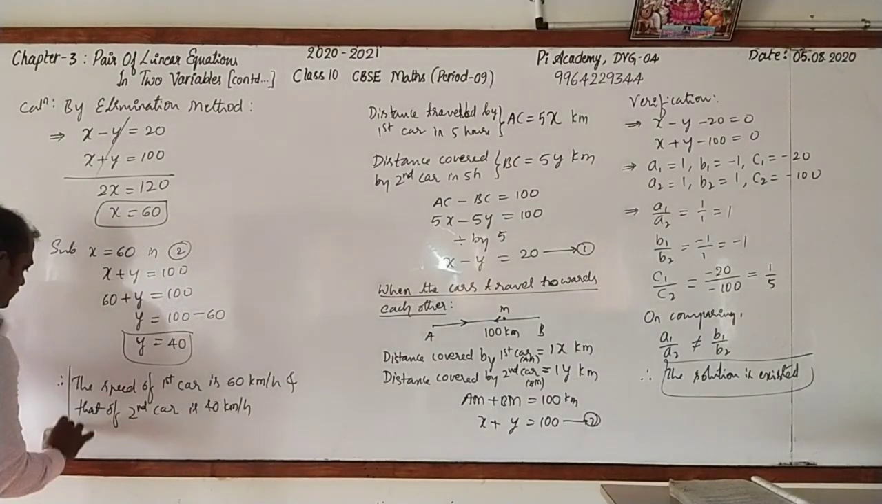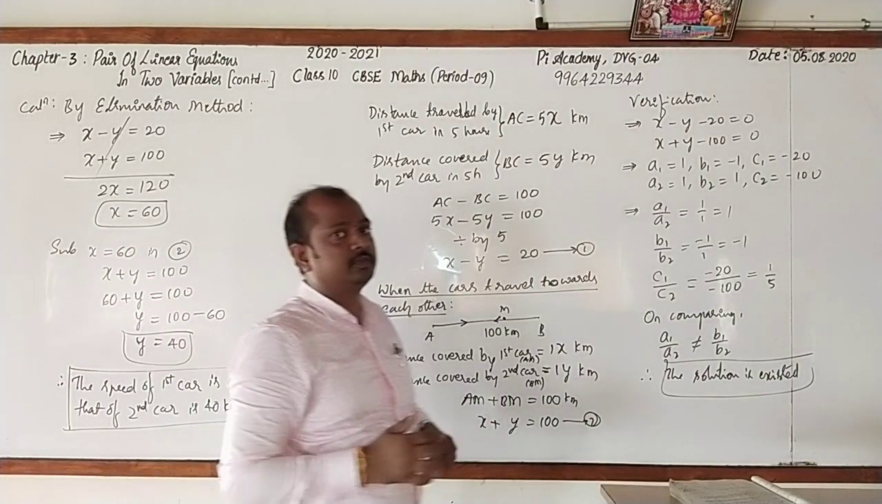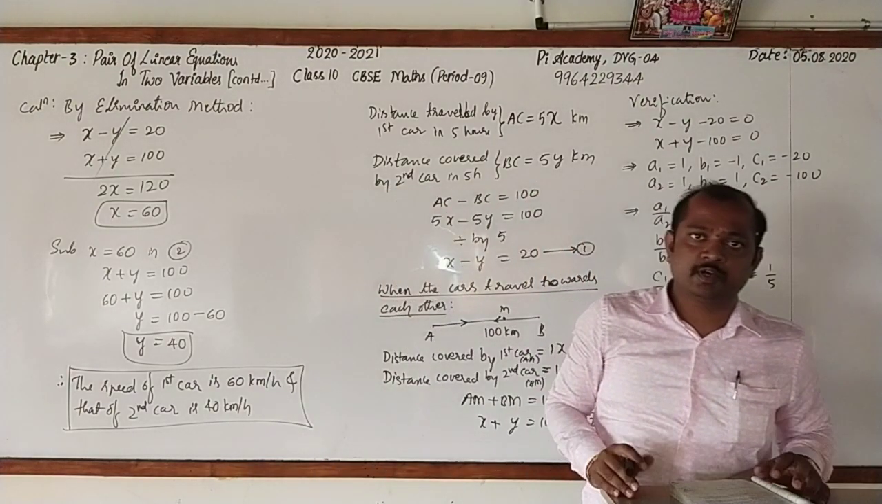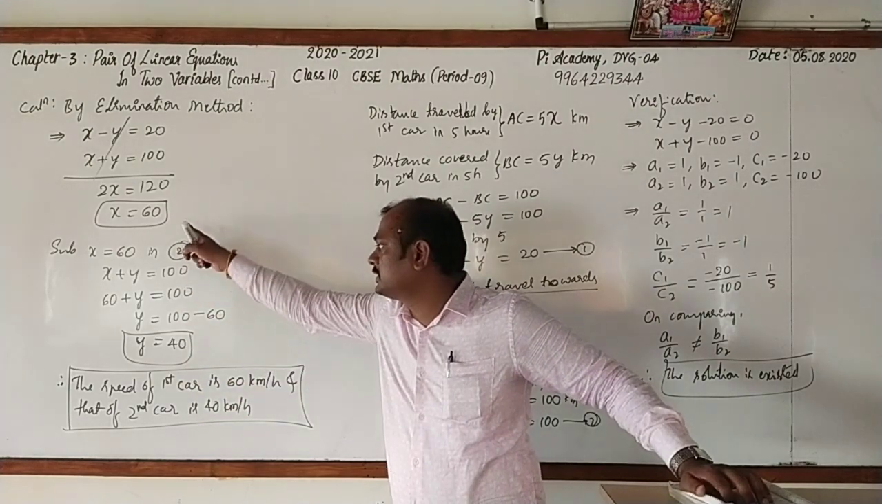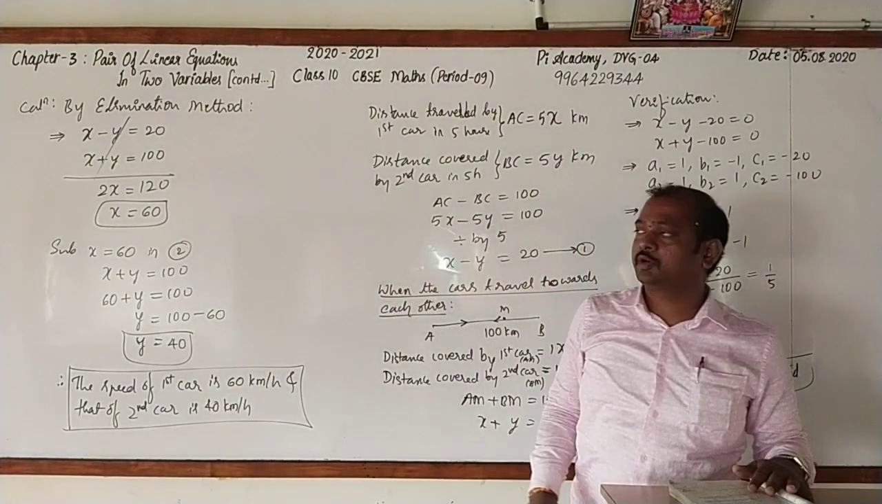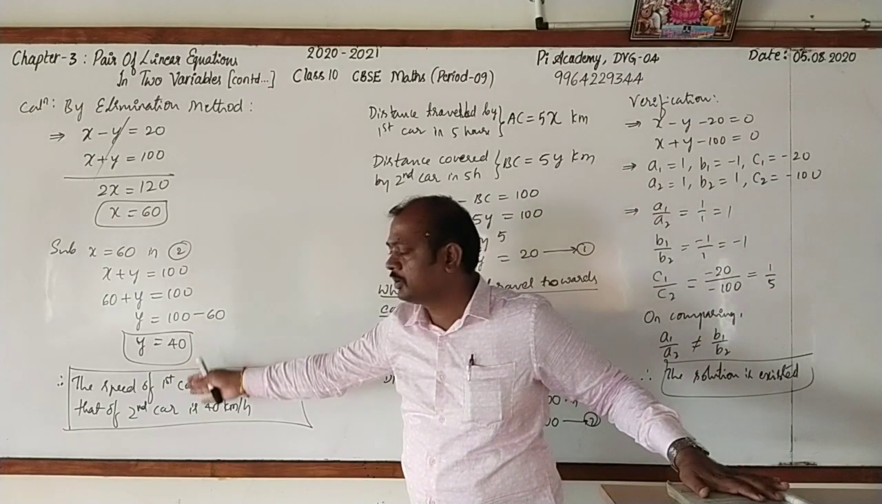You can observe that here we have taken car A travels faster than B. You can observe that 60 is more than 40. Hope that you have understood. Please go for copying this part.